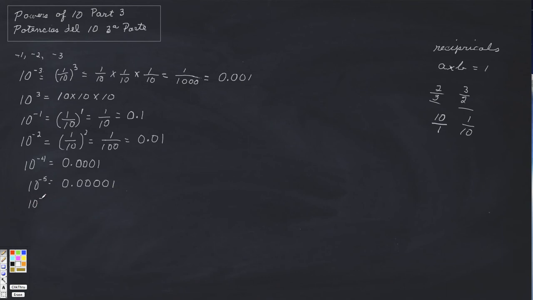Then 10 to the negative 6 would be 0.5 zeros this time and a 1. So counting the number of places to the right of the decimal point would tell me that it should be 6. Okay? So it would be the absolute value of the exponent. The absolute value of the negative 6 is just a positive 6. So I need to count 6 places.